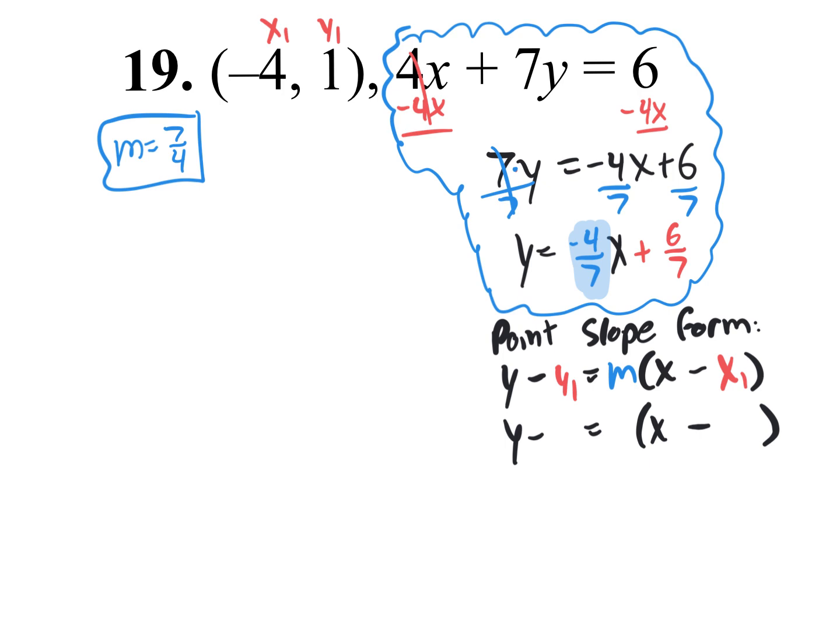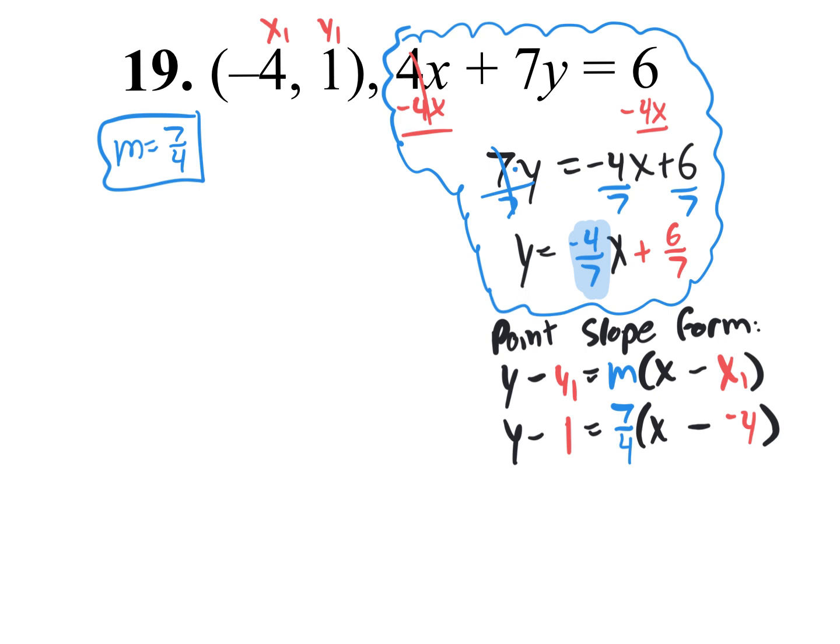Notice that I left it with blank spots because I'm going to take this x1 value of -4 and plug it in right there where the x1's at. And then I'm going to take the y1 value of 1 and plug it in right there where the y1 belongs. And last but not least, I'm going to take the slope 7/4 and plug it in where the m is at. Now, this is my point-slope form.